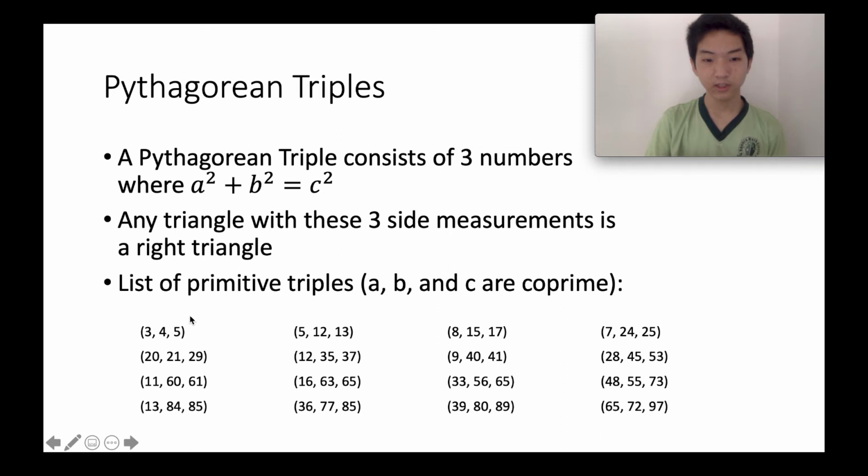If you can see here, this is a list of primitive Pythagorean triples. If a triangle had 3 of these side lengths, it means that it's a right triangle. So it's something important to note, as it will often come in useful. In case you're wondering what primitive triples means, it means that A, B, and C are coprime, which means that they don't share any factors. So for example, if you look at 5, 12, 13, the only number that you could divide all of them by and still get a whole number is 1. There's no other number that you can divide them all by.